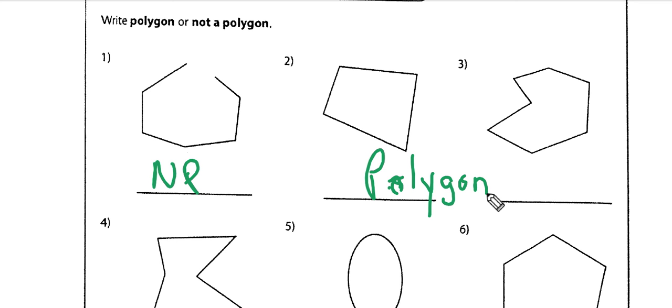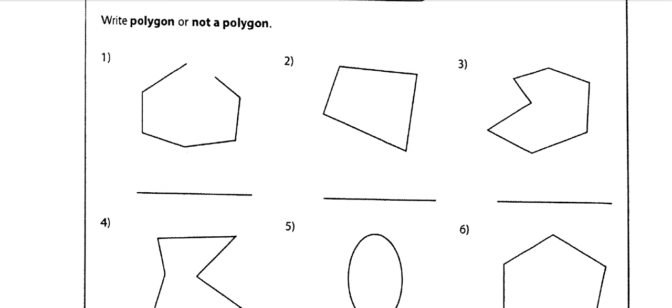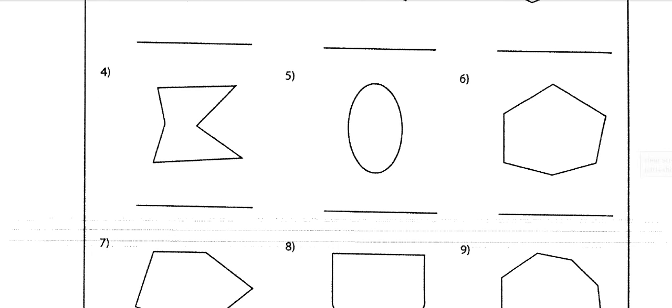Is three a polygon? Is it a closed shape? Yes, there's no gaps in between. So yes, it is a polygon. And then look at four. Is that a polygon? Yes, it is. That's a polygon. Is 5 a polygon?